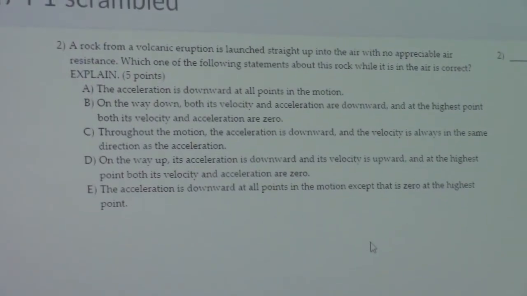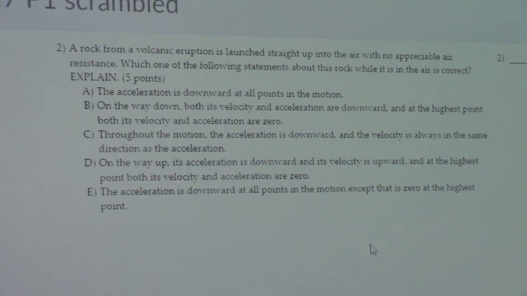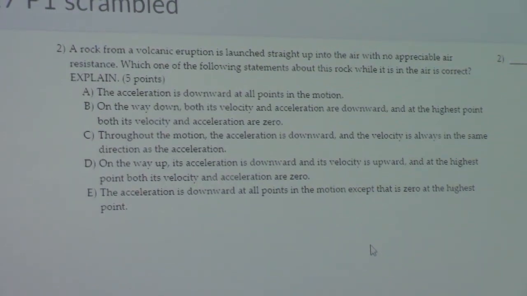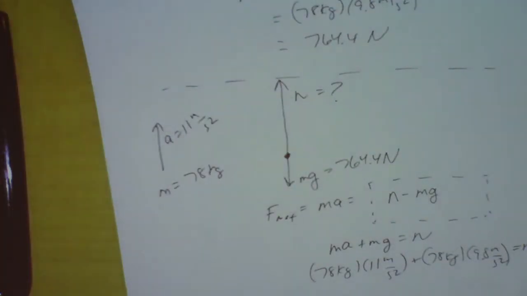A rock from a volcanic eruption is launched straight up into the air with no appreciable air resistance. Which of the following statements about the rock while it's in the air is correct? So you launch it up into the air. Let me give you a little refresher on this. On the way up, the velocity is positive, gets to the highest point, the velocity is 0. On the way down, the velocity becomes negative.